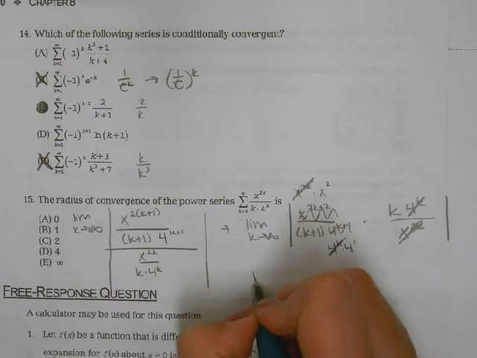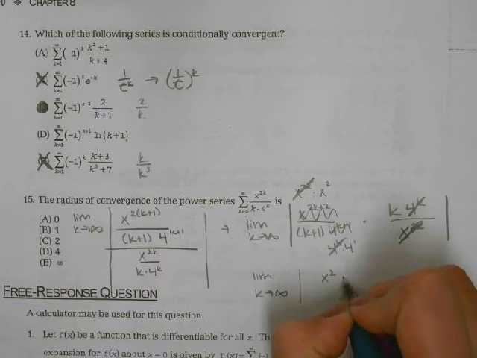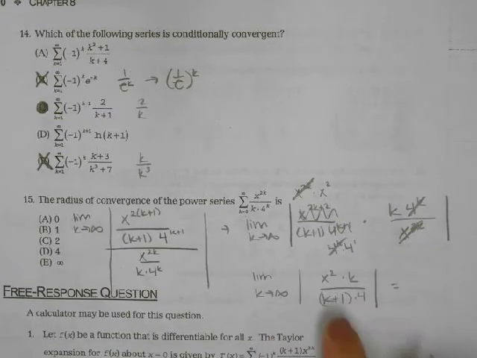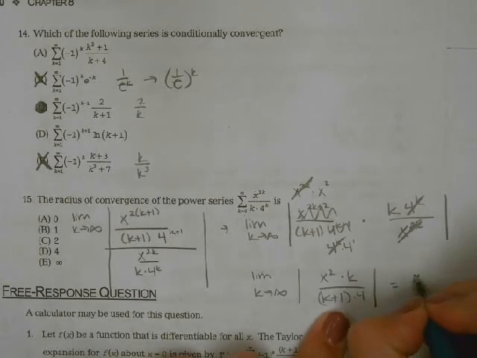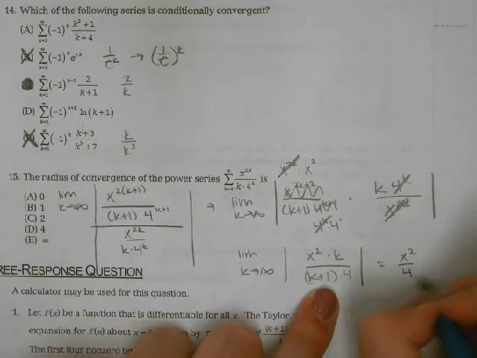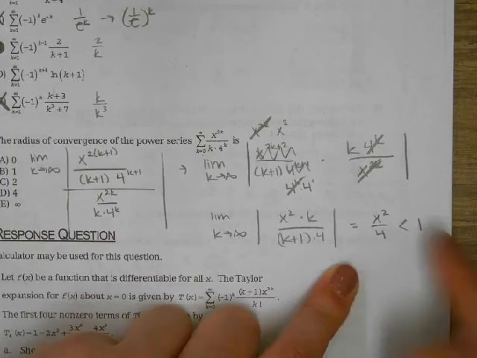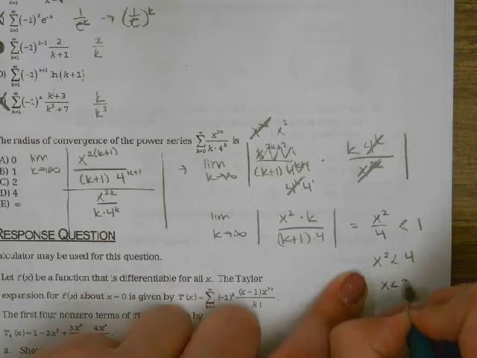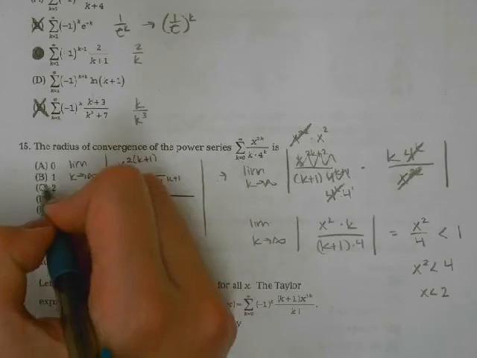So that left me with the limit as k goes to infinity of x squared times k over k plus 1 times 4. And I can see that the k's are the same size in there, so they're going to cancel out, and that left me with x squared over 4, which converges if this ratio, this fraction, is less than 1. So then I multiplied the 4 over. X squared is less than 4, and I square rooted. So the radius of convergence is 2. So the answer is C.